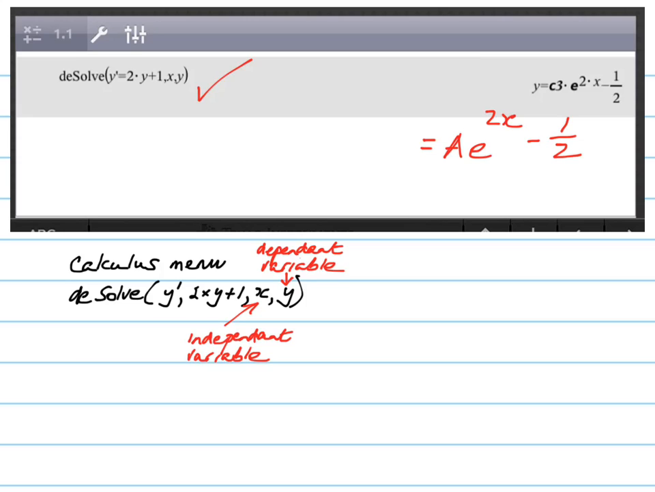The calculator fiddles with these annoying little things called parameters. C3 in that screen there on the right hand side really just means a constant. It comes up with these C1 and then C2 and then C3 and then C4, depending on what it's used before in previous calculations. So that's all that is. So that's really equivalent to A e to the 2x minus a half, which is what I got, okay? So that's a handy calculator command to know how to do. All right, I think we're ready to go now.